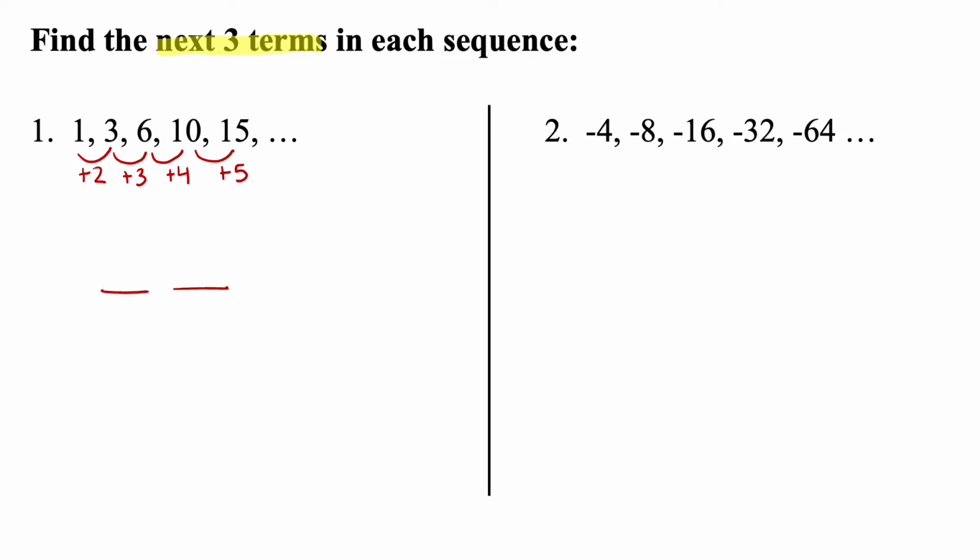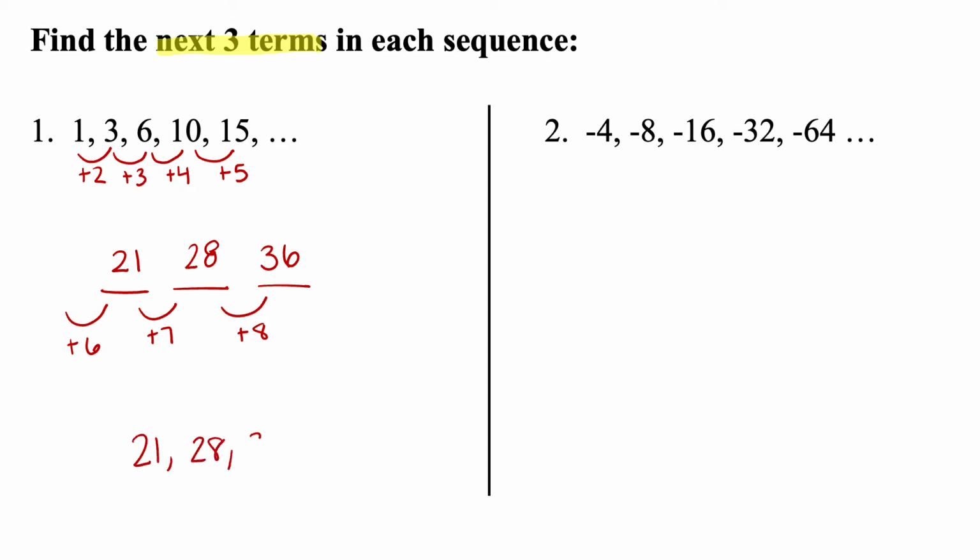So to list out our next three terms, from 15 to the next one, we would add 6. So 15 plus 6 gives us 21. Then we would add 7. So 21 plus 7 takes us to 28. And then we would add 8. So 28 plus 8 takes us to 36. So the next three numbers in our sequence would be 21, 28, 36.